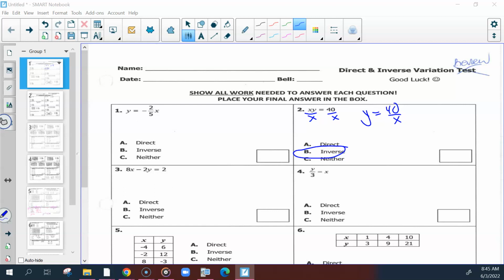Tony, pick one. Number 1 on the next page.